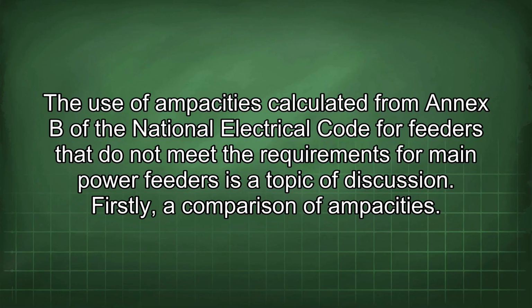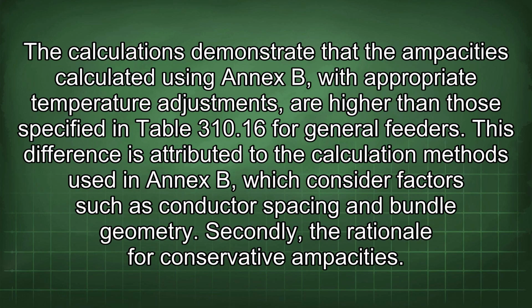The use of ampacities calculated from Annex B of the National Electrical Code for feeders that do not meet the requirements for main power feeders is a topic of discussion. Firstly, a comparison of ampacities. The calculations demonstrate that the ampacities calculated using Annex B with appropriate temperature adjustments are higher than those specified in Table 310.16 for general feeders.